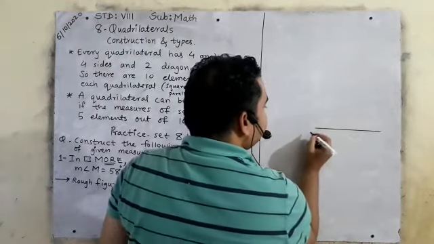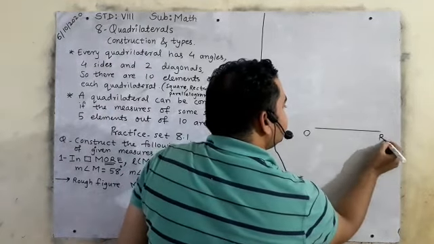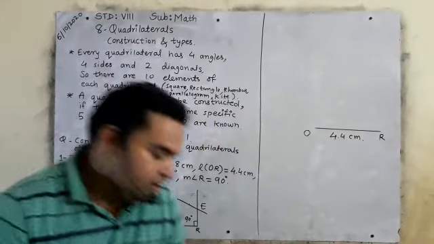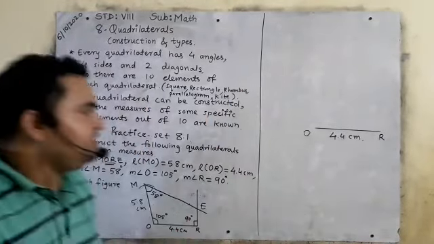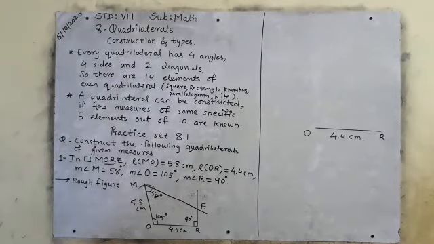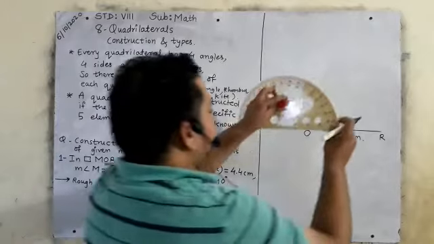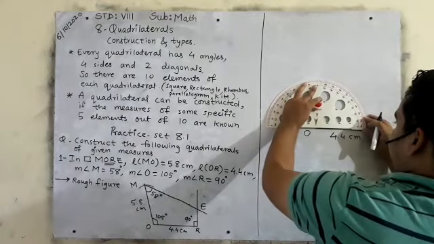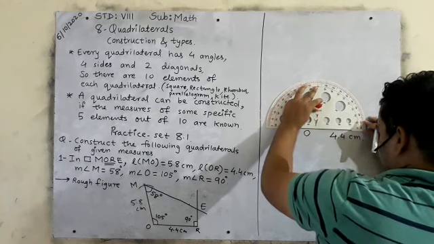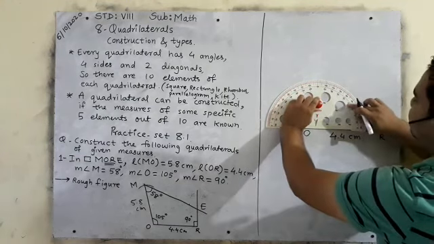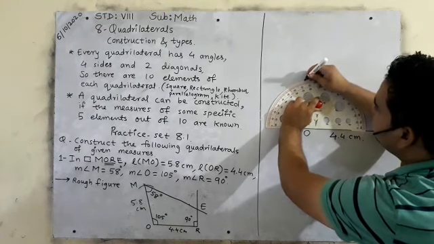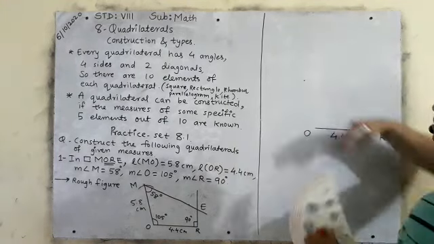Okay, so I will take this O and this is R, 4.4 centimeter. Now, what will you take? Major angle O is 105. I will keep this protractor over here. 10, 20, 30, 40, 50, 60, 70, 80, 90, 100 and 5. 105. Okay, we will go like this.